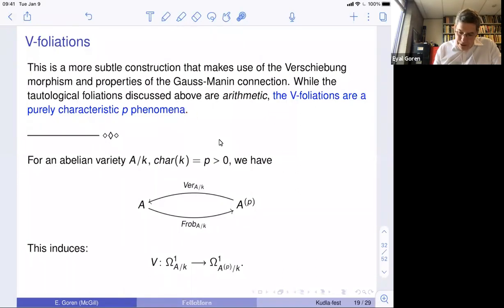Let me remind you that given an abelian variety over a characteristic p field, we have the relative Frobenius homomorphism from A to its Frobenius transform. And there's a morphism going in the other direction, which is the Verschiebung, such that the composition of those two is multiplication by p, either way you do them. In particular, I could use V to pull back differential forms from A to A^(p). And that's something I'm going to use in a second.